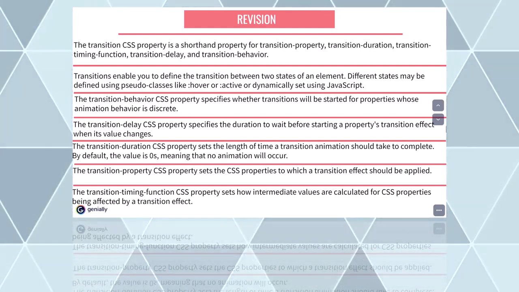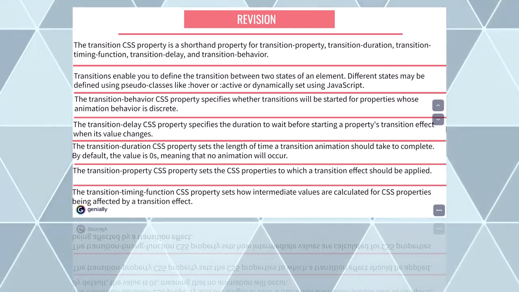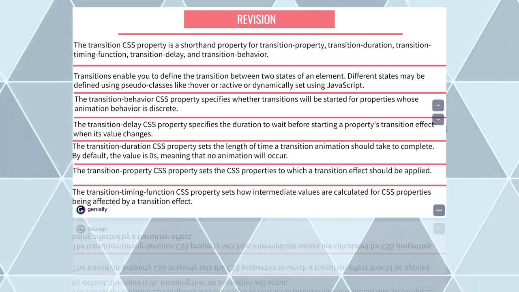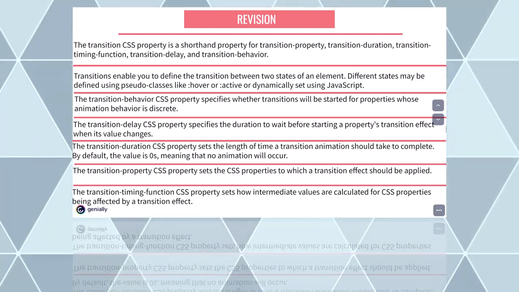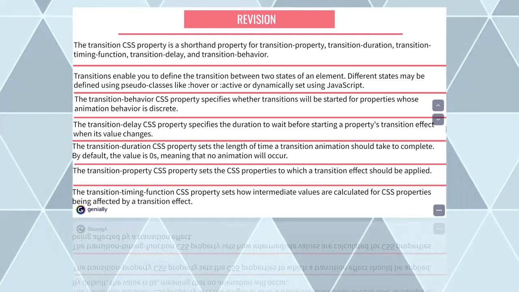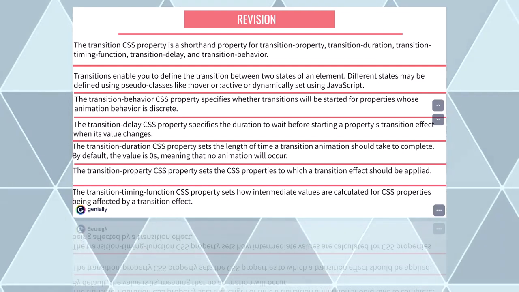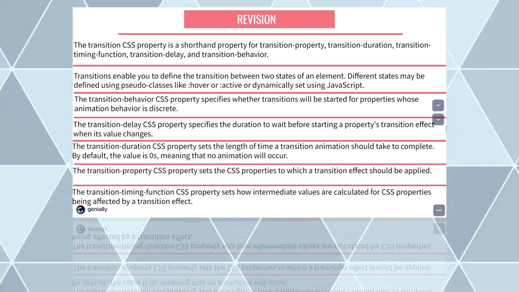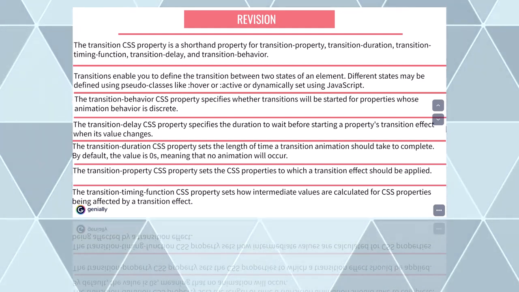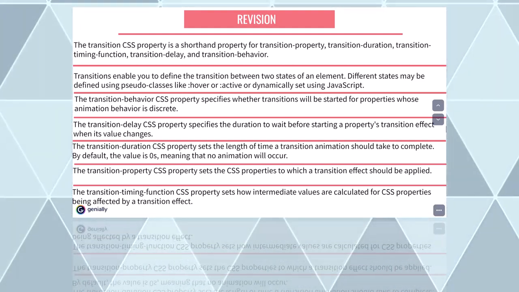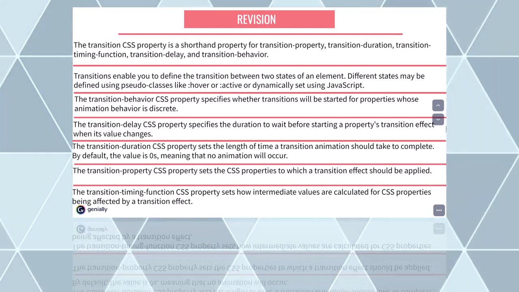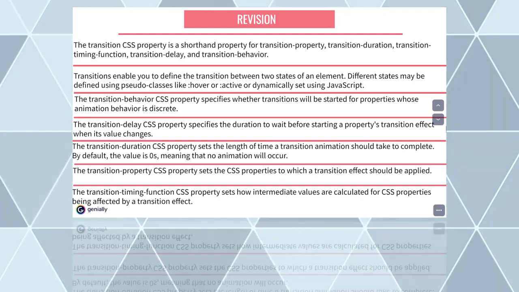Okay. The transition-delay CSS property specifies the duration to wait before starting a property's transition effect when its value changes. So it specifies the time to wait before the actual animation starts on applying, which is when you hover on something. Let's say you have a transition delay of 2 seconds. It will only start after 2 seconds, then it will animate. Yeah, it just means that.